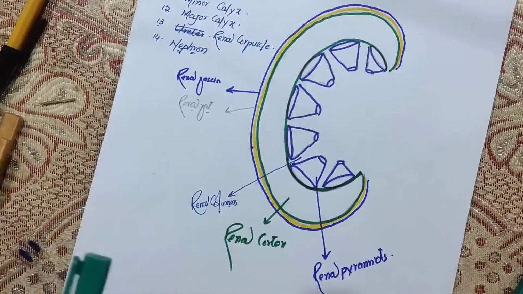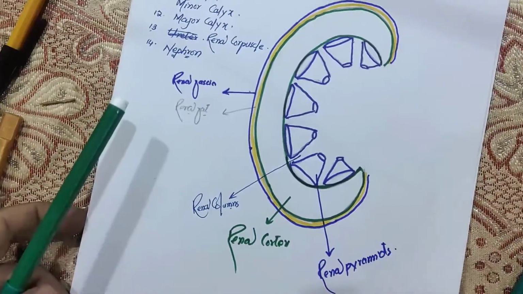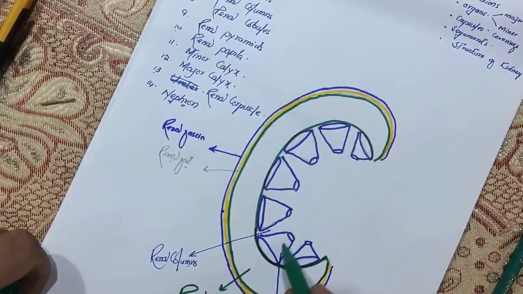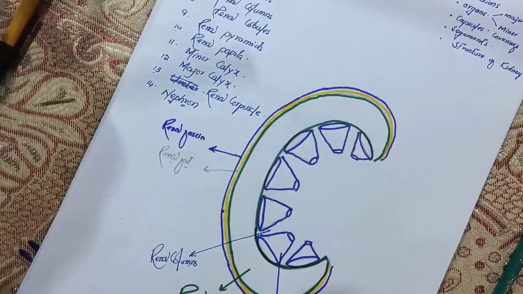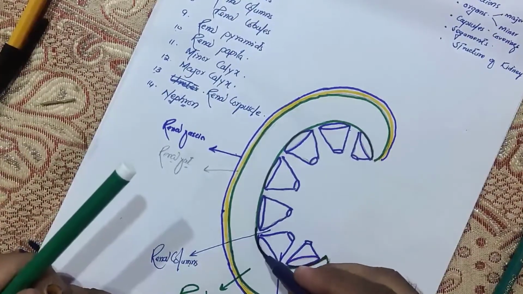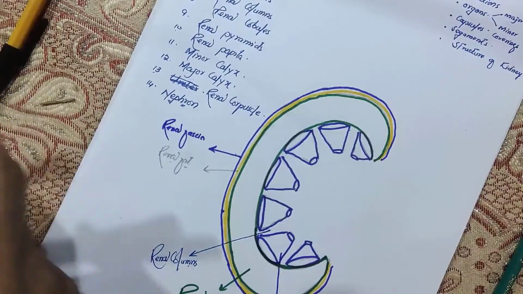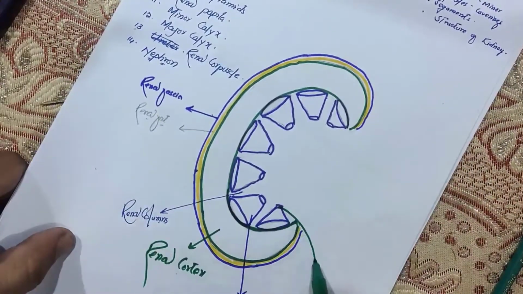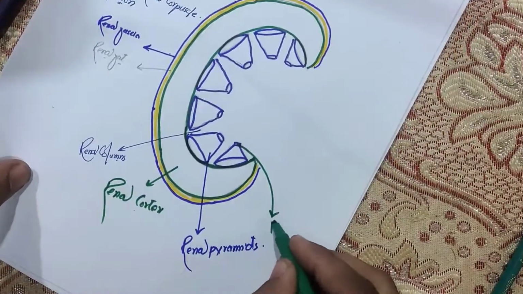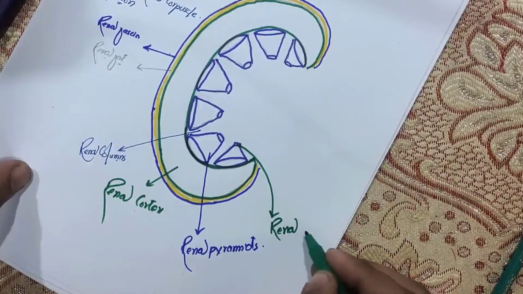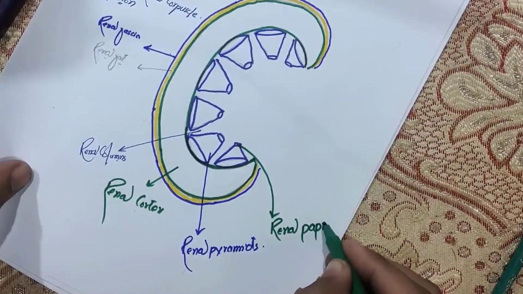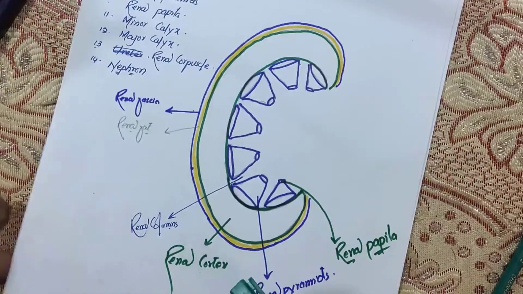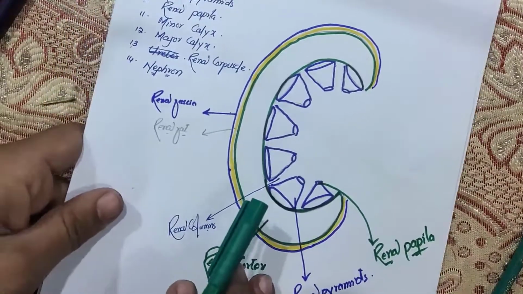And then there are the minor calyx and major calyx. Now let us see them. This opening of the pyramid, right? The openings of these pyramids are called renal papilla. Let me name them also. These openings are called the renal papilla. By watching this lecture, you will learn how to draw the structure of the kidney. So this is renal papilla.